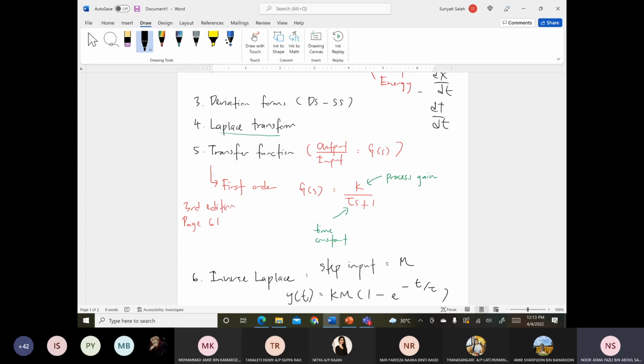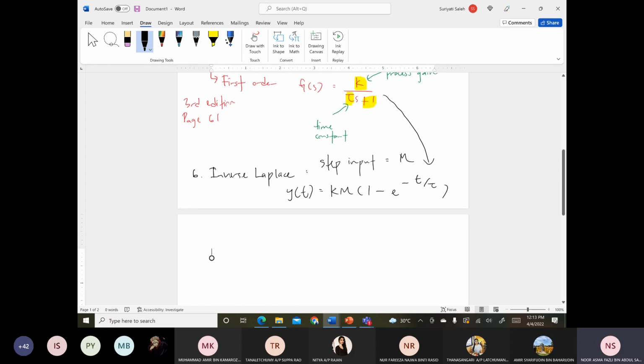So for the first order, the requirement is to have the plus 1 in your equation. And then based on this, you have two additional parameters, which are called the process gain and the time constant. The process gain is located at the numerator, the tau is the time constant. So when we obtain the first order, then automatically we can employ the time domain expression. This is why you need to convert into the form of the first order.